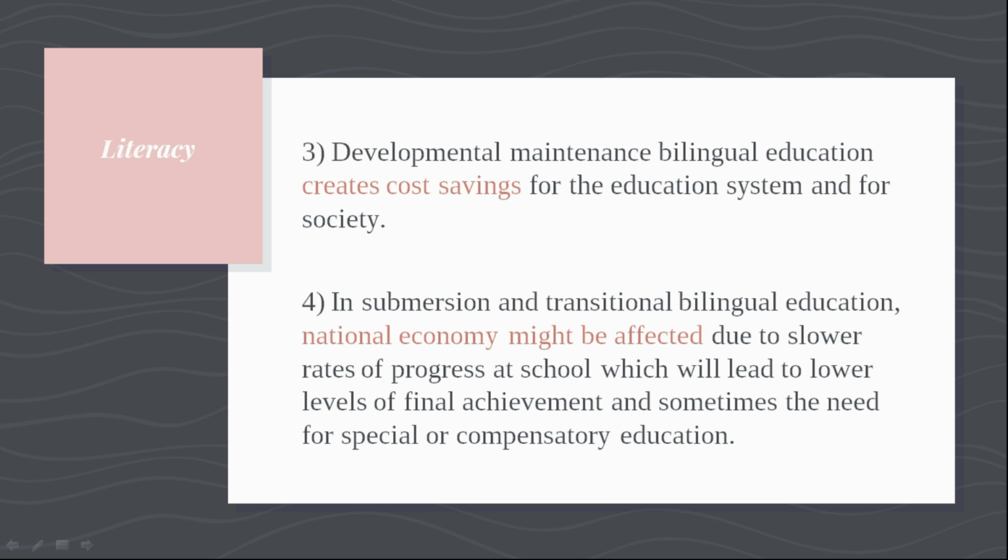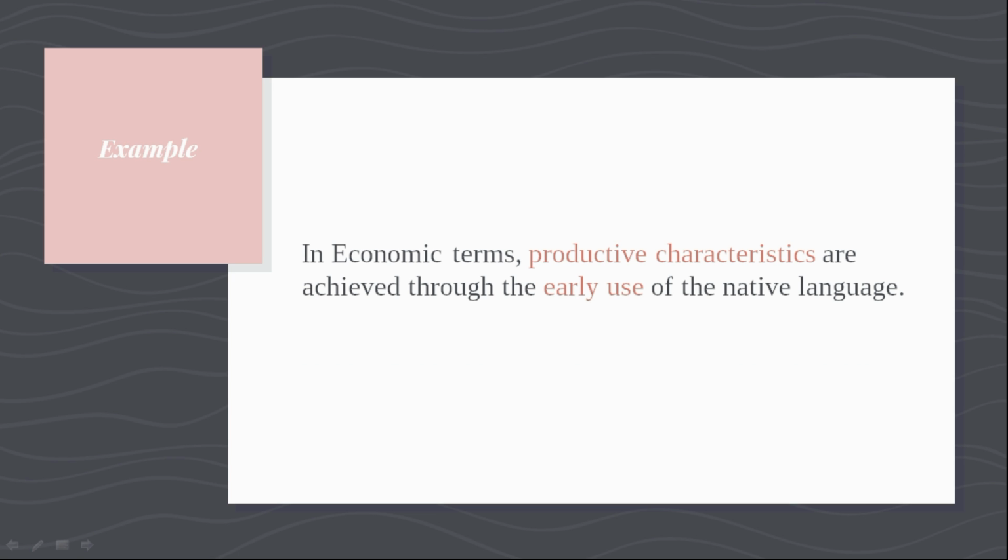of progress at school, which will lead to a lower level of final achievement and sometimes the need for special or compensatory education. Based on that, in this kind of bilingual education, there will be higher dropout rates, which means lower potential for markets, resulting in a lower level of skill among the workforce and higher unemployment rates. In economic terms, students need to gain productive characteristics through education, and Dutcher indicates that they are achieved through the early use of the native language.